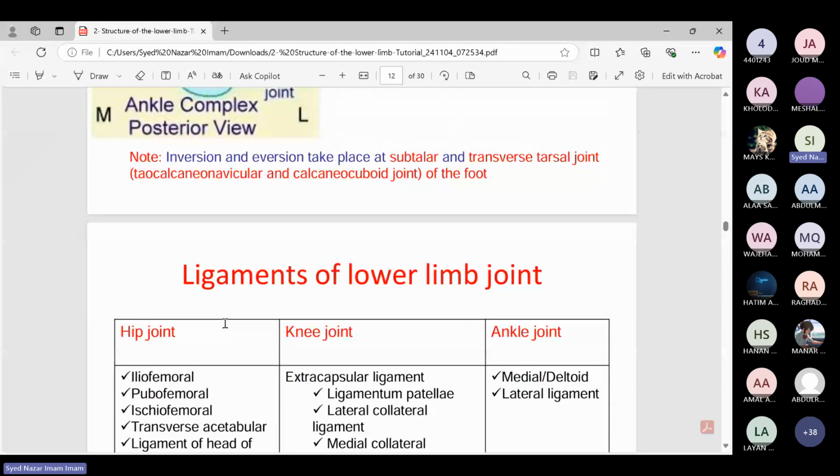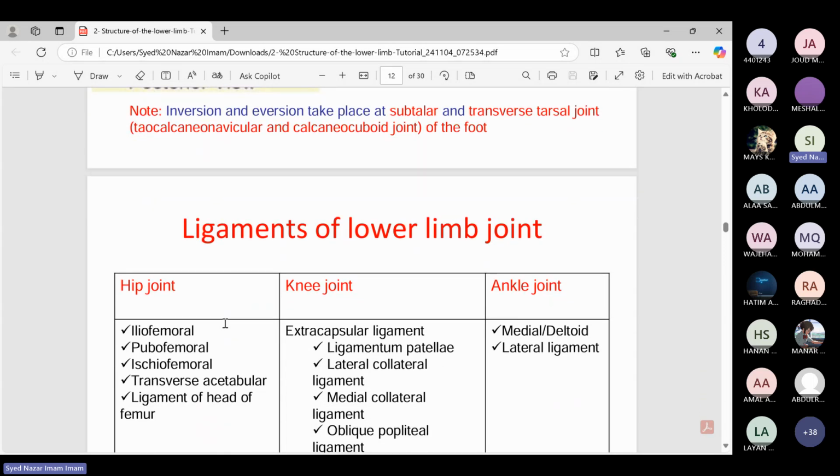Now, ligaments. As I told you, when you are reading about the joints, you have to know about the ligaments, because the joints are formed with the ligaments. What is a joint? A joint is an articulation between two or more bones, and this articulation is with the help of the ligament. There is a tendon which connects the muscle with the bones, and there are ligaments which connect the bones together. So when the bones come together, they form a joint, and they are kept together by the ligaments. So we have to know about the ligaments of the lower limb.